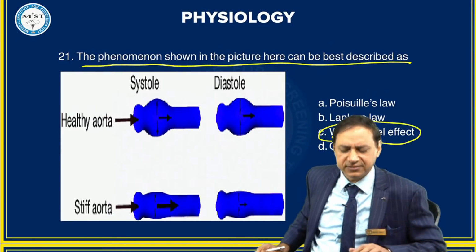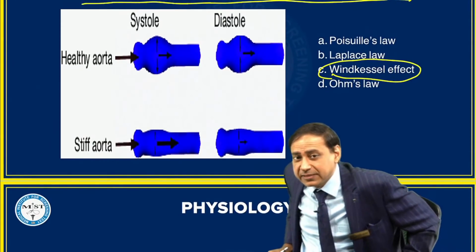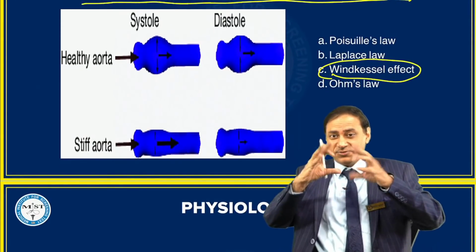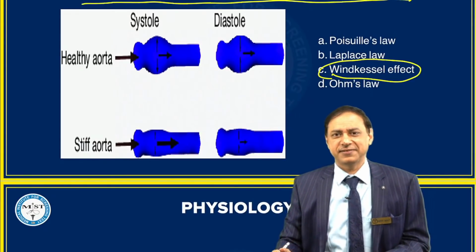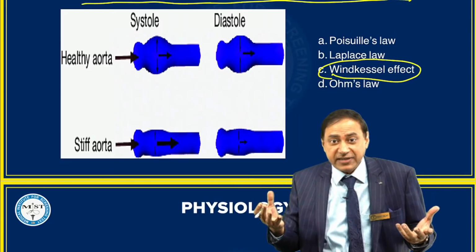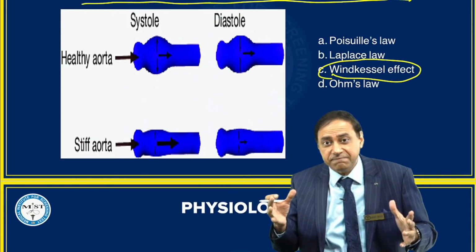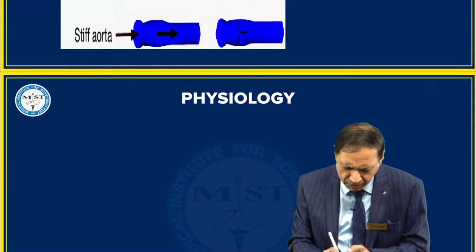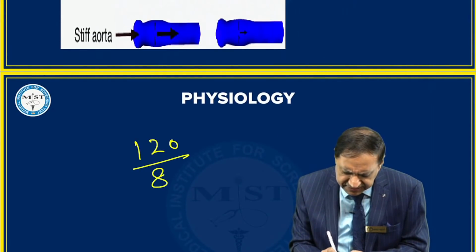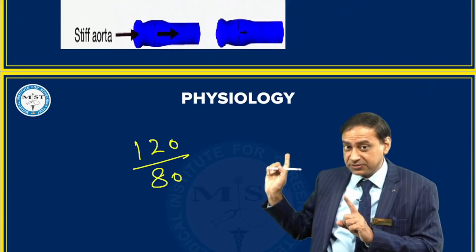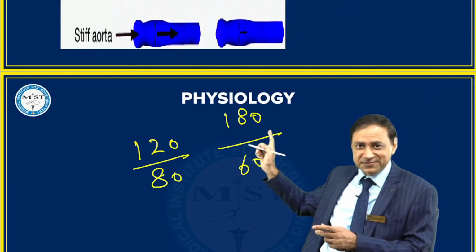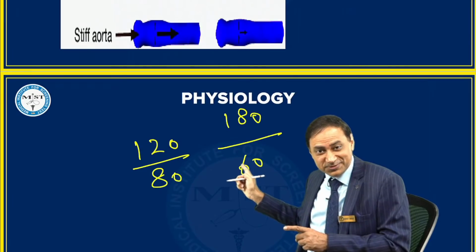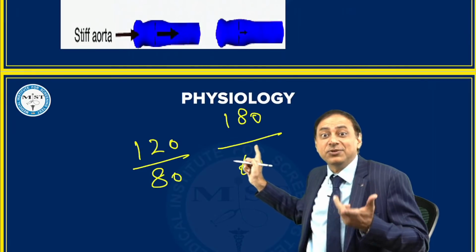Windkessel effect. Arteries during systole they dilate, during diastole they recoil back. So what is this? Windkessel effect. And because of this Windkessel effect, we maintain diastolic pressure. Normal pressure is 120/80. If this Windkessel effect is lost, then systolic pressure may become 180 and diastolic may become 60. Systolic high, diastolic low. This will occur maybe in old age.